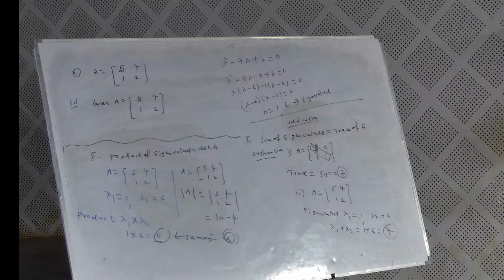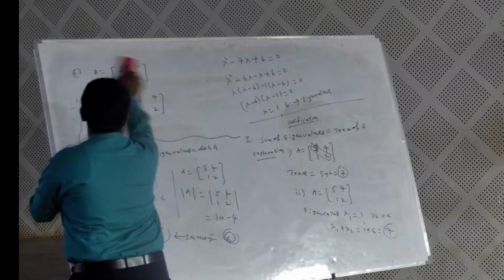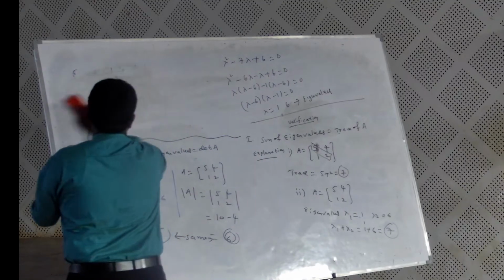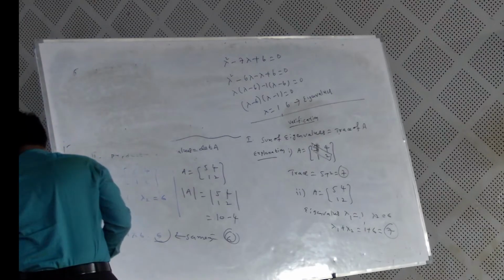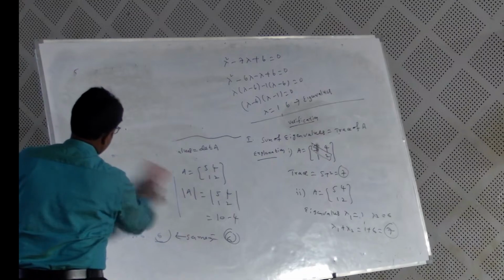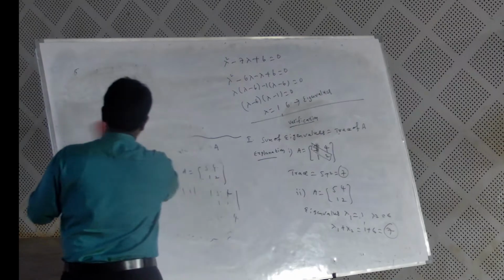Right. Next, second problem. Find eigenvalues. Okay, start with this like this. Find the characteristic roots and characteristic vectors of the matrix.